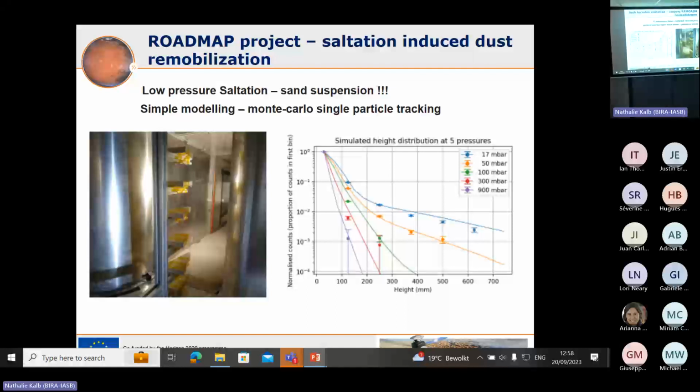So yeah, I don't know whether you can see. This is the high pressure. Almost everything is really close to the surface. We only managed to collect very few grains at 10 centimeters height. But at the low pressures, huge amounts are right up to the top of the wind tunnel. They were hitting the top of the wind tunnel. Yeah, and they're basically suspended.